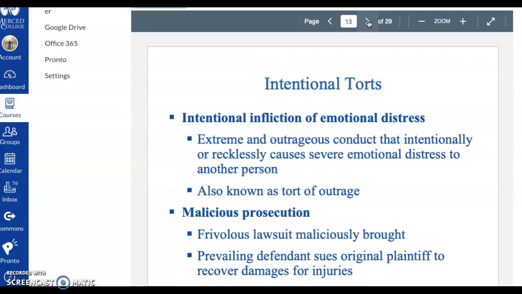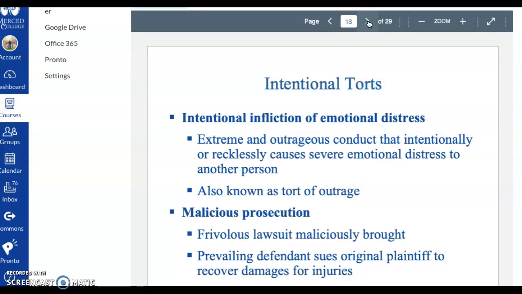Intentional infliction of emotional distress is extreme and outrageous conduct that intentionally or recklessly causes severe emotional distress. When we say severe, guys, we mean extreme. It can't just be, I hurt someone's feelings. It has to be very, very extreme for the court to find damages in this case.